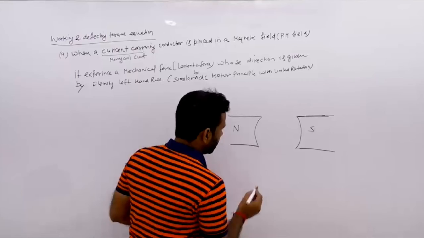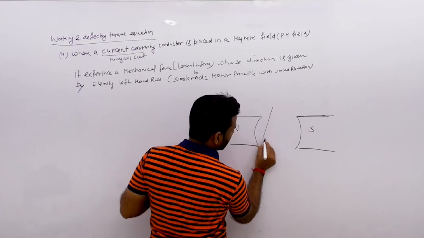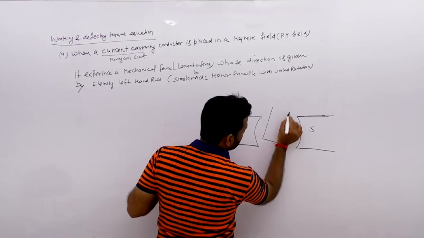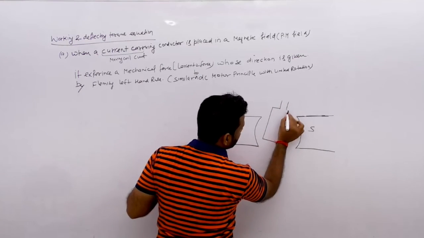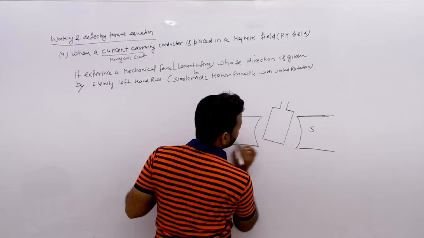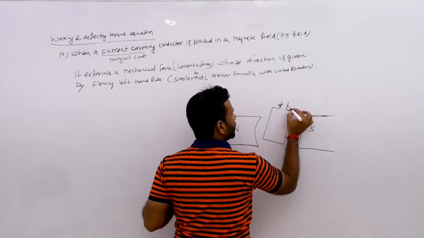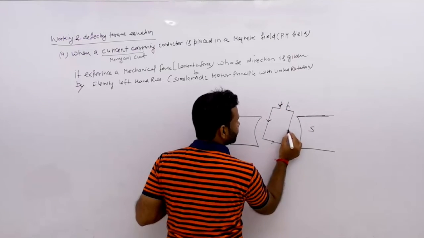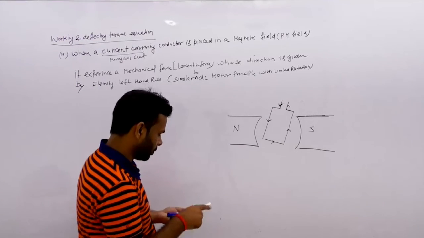ठीक है यहाँ तक? Now in that we are having a coil, a rectangular coil, on aluminum frame. Okay, so this is your current in and this is current out, so this is current direction. Okay, I hope ये बात समझ में आ रही होगी अब आप लोगों को.